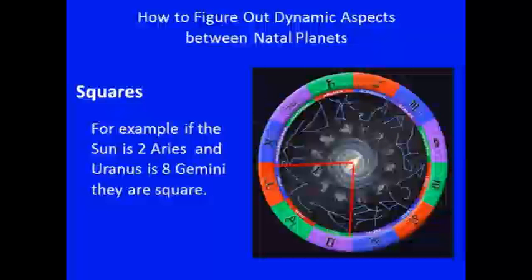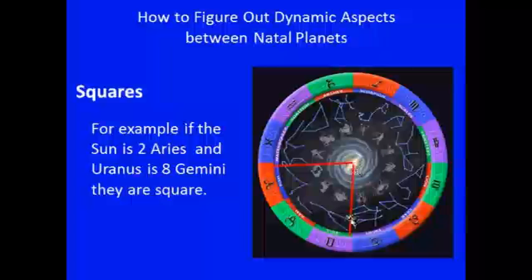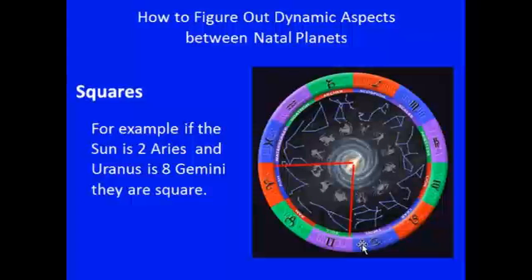We're going to look at a square. Here's another way to look at it. So say the Sun is at 2 degrees Aries, and Uranus is 8 degrees Gemini. So 2 degrees Aries to 2 degrees Cancer would be an exact 90-degree square. But since it's at 28, there's like a 4-degree difference from that exact 90-degree, so that we're in that 10-degree orb. So there it is. There's another square, but it's out of sign. It's an out of sign square.